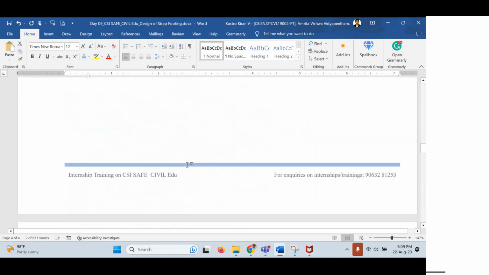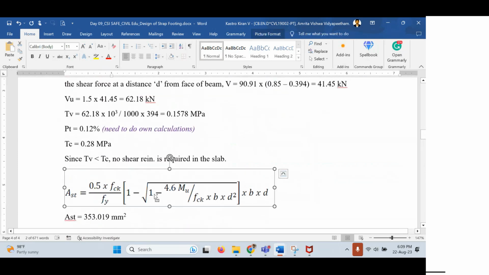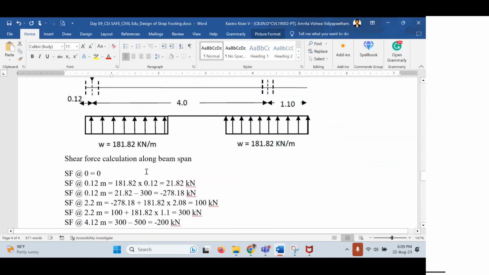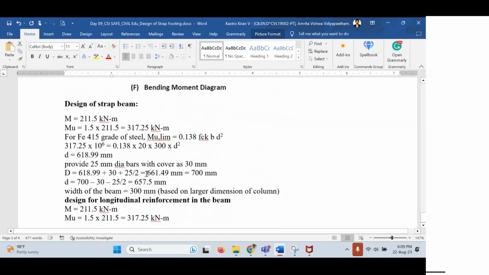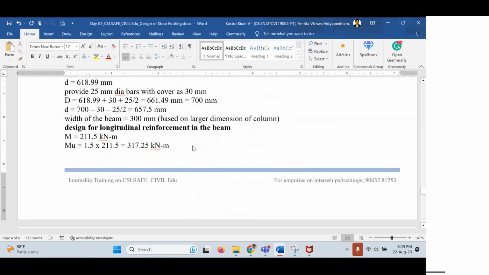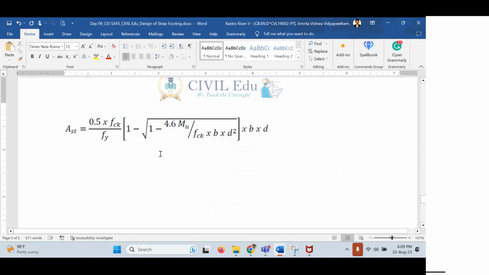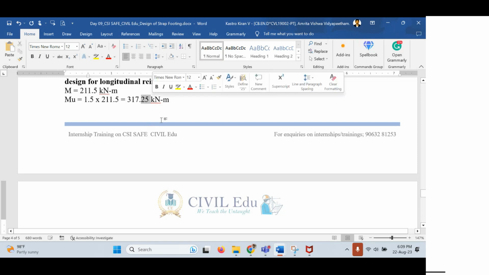So we have a formula to find the area of steel. This one, Ast equals 0.5 FCK by Fy under root of, let me copy that, let me paste it. So this is the formula. From this formula, we have to find the area of steel. We know FCK is nothing but the grade of concrete, FCK equals 20, and Fy is the grade of steel, which is 415, and then the Mu value. Mu is 317.25.